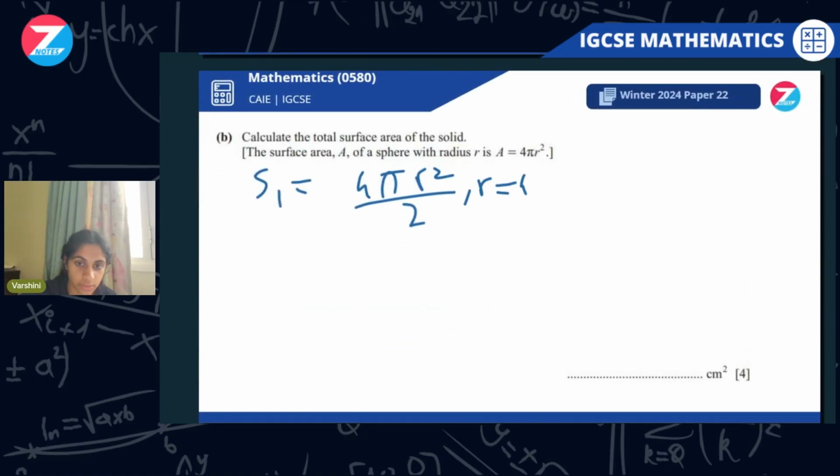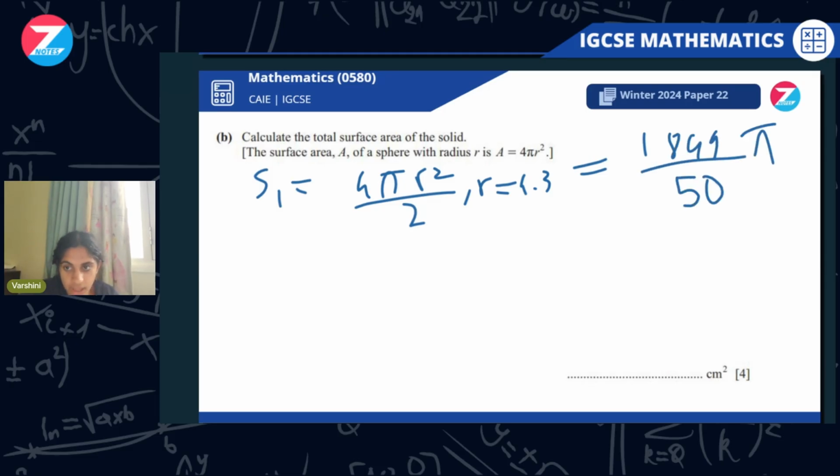r equals 4.3, so now just put 4 pi into 4.3 squared divided by 2 in your calculator, and you should get 1849 by 50 pi. Just leave it in terms of pi if you get a long decimal, because then you know your value is more accurate when you add the values.